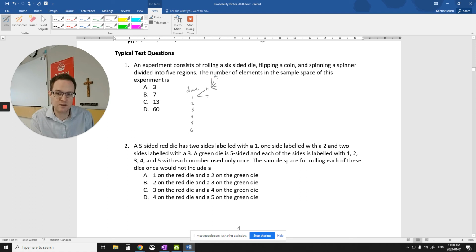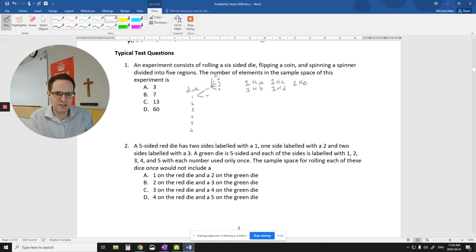5 regions here. We can call this A, B, C, D, and E. So right there, I have 1 of my sample space could be a 1 on the dice, a heads, and an A. A 1 on the dice, a heads, and a B. A 1 on the dice, a heads, and a C. So these are all different things that can happen.